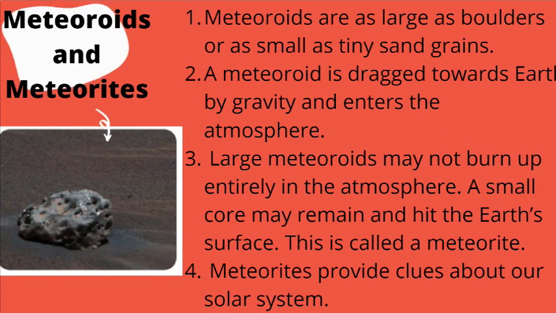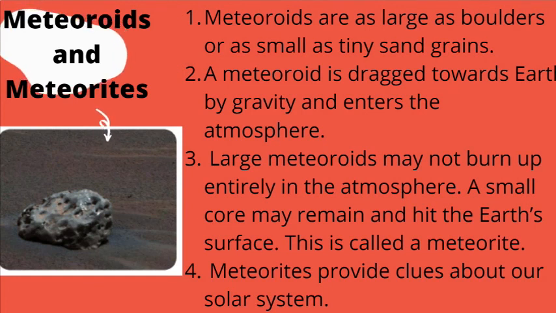Before these small pieces of matter enter Earth's atmosphere, they are called meteoroids. Meteoroids are as large as boulders or as small as tiny sand grains. Larger objects are called asteroids, smaller objects are interplanetary dust. Meteoroids sometimes cluster together in long trails. These are the debris left behind by comets. When Earth passes through a comet trail, there is a meteor shower. During a meteor shower, there are many more meteors than normal for a night or two.